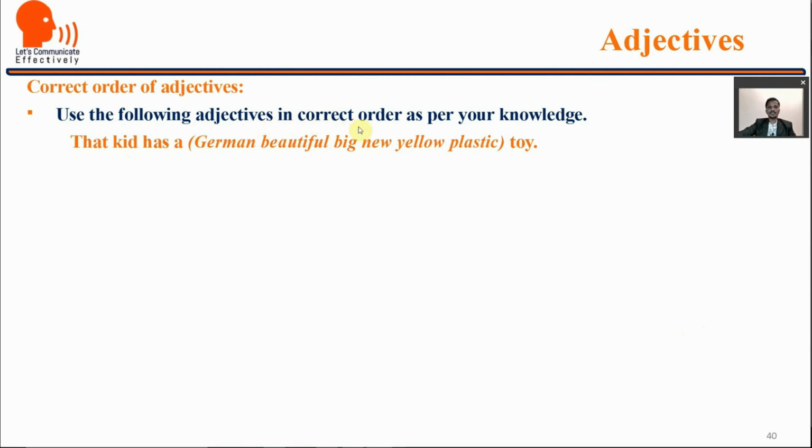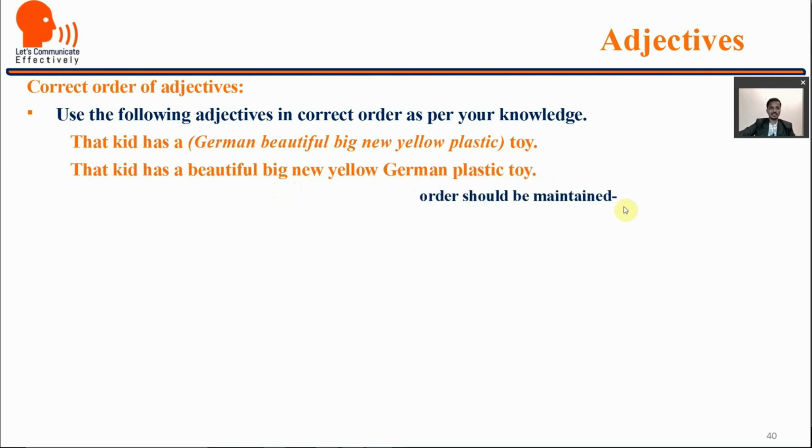Use the following adjectives in correct order as per your knowledge. Whatever you know, simply put them in proper order. Like, that kid has a German beautiful big new yellow plastic toy. So all these adjectives describe the noun toy. Use them in a proper sequence. So let us see. Now this is the appropriate correct order of adjectives. The kid has a beautiful big new yellow German plastic toy.